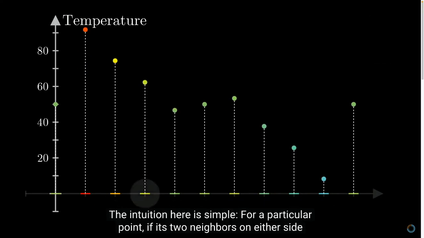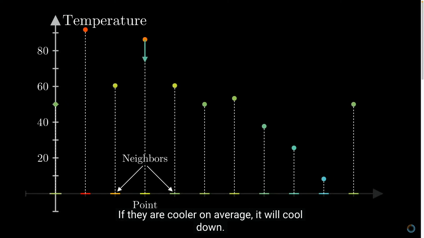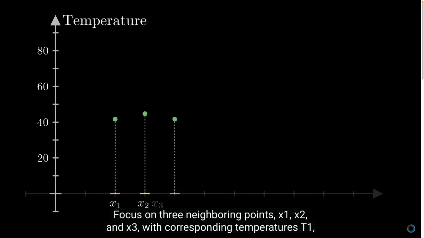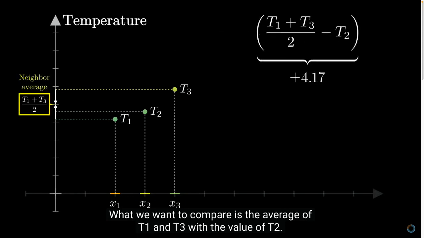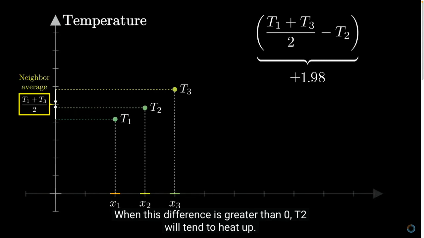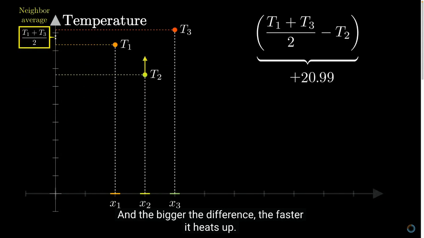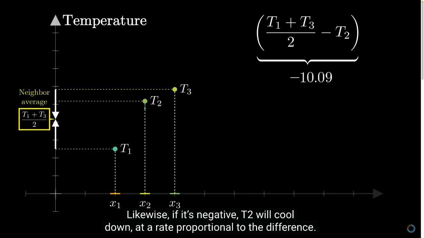The intuition here is simple. For a particular point, if its two neighbors on either side are, on average, hotter than it is, it will heat up. If they're cooler, on average, it'll cool down. Here, specifically focus on these three neighboring points, x1, x2, and x3, with corresponding temperatures T1, T2, and T3. What we want to compare is the average of T1 and T3 with the value of T2. When this difference is greater than zero, T2 will tend to heat up. And the bigger the difference, the faster it heats up. Likewise, if it's negative, T2 will tend to cool down at a rate proportional to that difference.